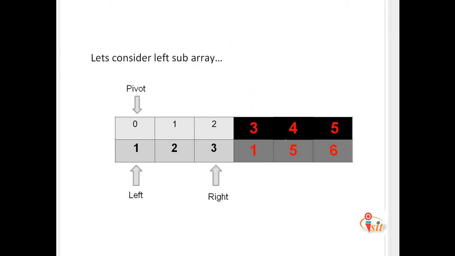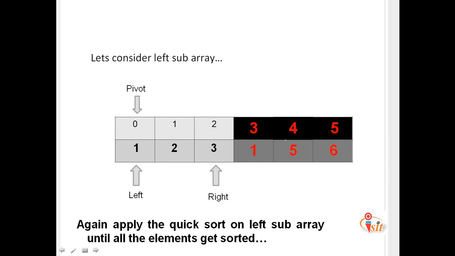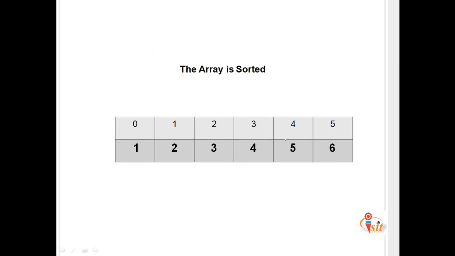So again, while implementing the quick sort onto the left sub-array, first we need to consider the first position element as the pivot, the first position element as left, and the last position element as right. Again we need to apply the quick sort algorithm and find the pivot elements, divide and conquer all the elements, and sort them into the sorted array like 1, 2, 3, 4, 5, 6. So that is how the quick sort algorithm works.